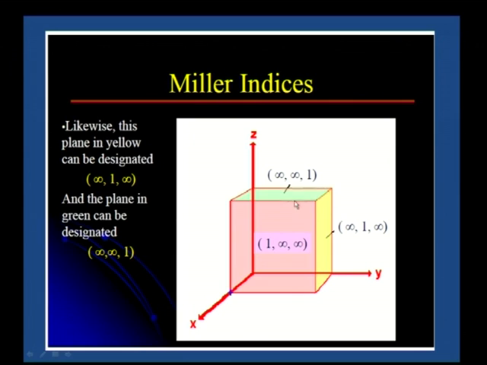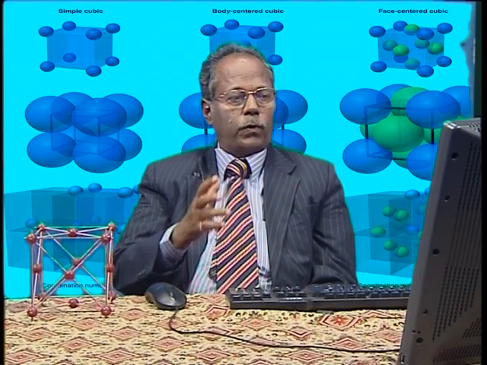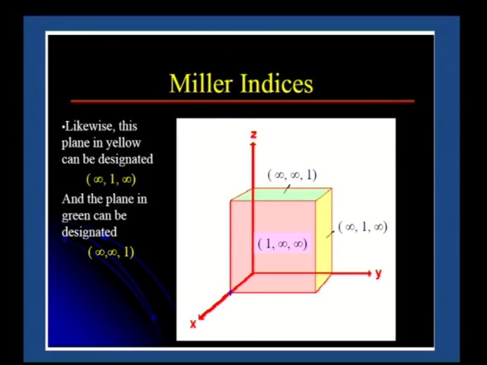The green plane has infinity infinity 1, because it cuts the z direction at 1 times a, but it does not cut the x and y directions. So, it is infinity infinity 1. Now, let me ask you, what are the Miller indices of the 3 planes? The Miller indices for this plane is 1 0 0, for this plane it will be 0 1 0, for this plane it will be 0 0 1, right.